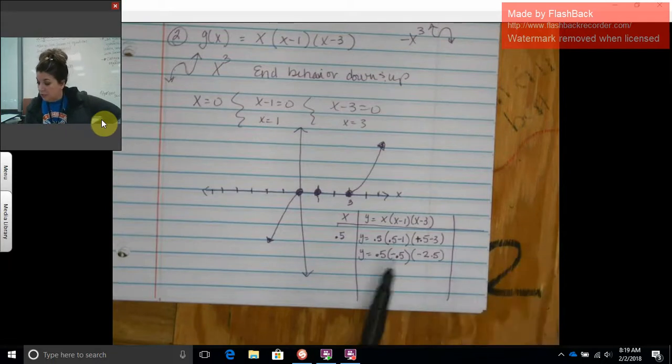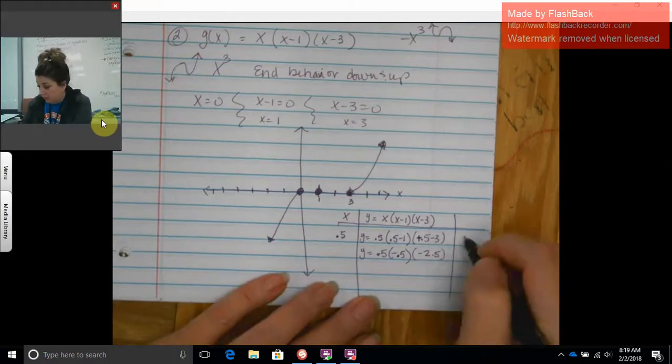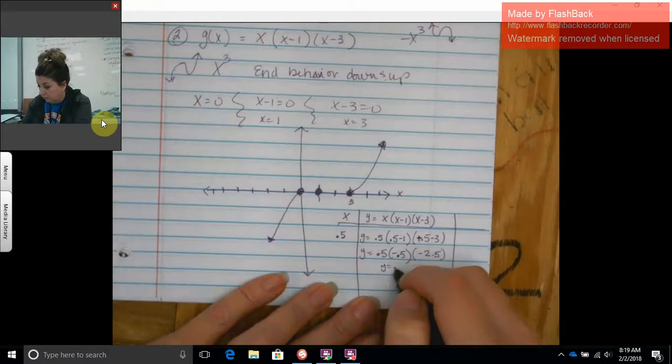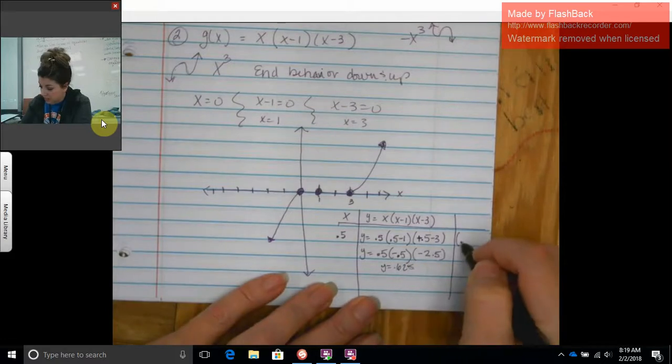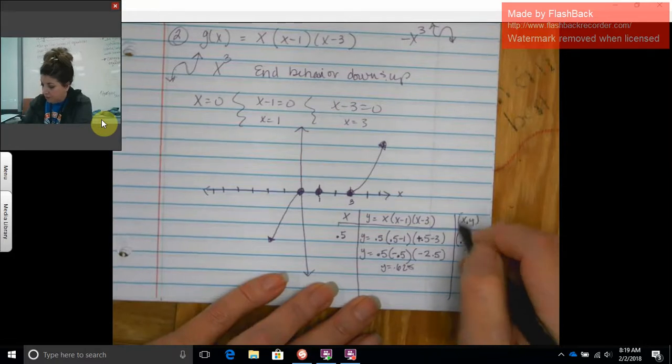Okay, now I'm multiplying all of these together. It's all multiplication, correct? So 0.5 times negative 0.5 times negative 2.5. What'd y'all get? 0.625. Okay, good. That's what I got. So when x is 1/2, y is 0.625. And I'll go back and plot that in a minute.